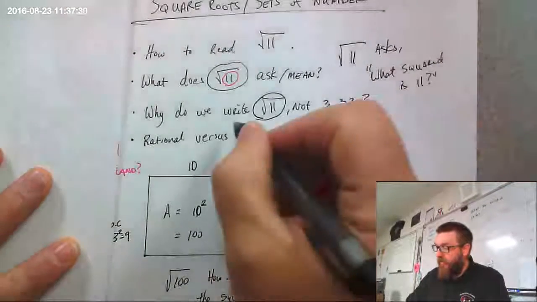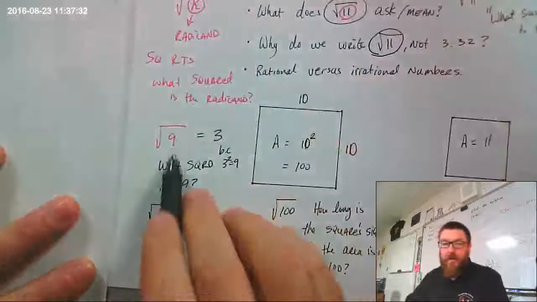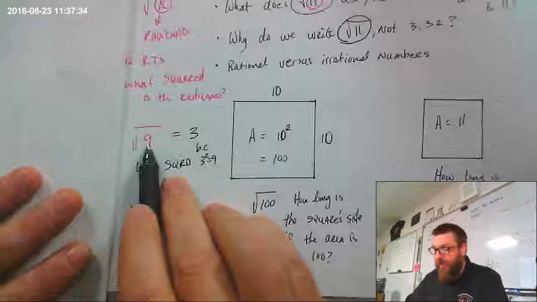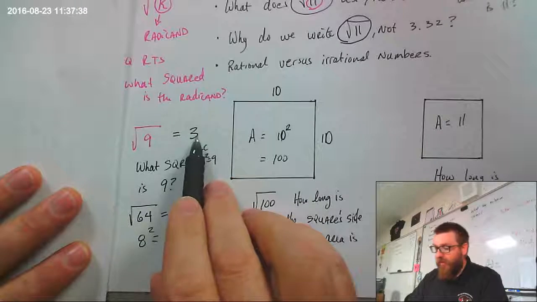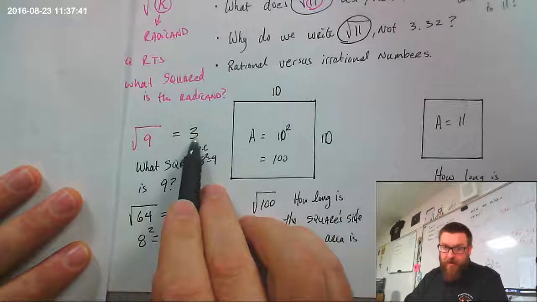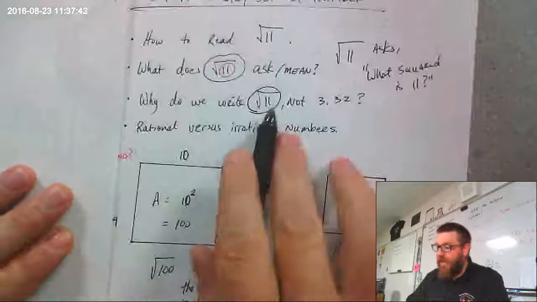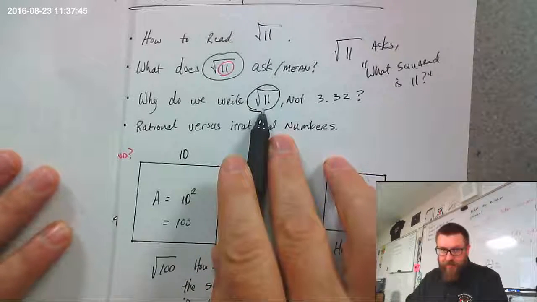Now, earlier we were doing the square root of 9. We wouldn't leave it as the square root of 9, because we know exactly what times itself equals 9. It's 3. So we can go ahead and write the answer to this question. But we really can't answer this question by writing it out, so we just leave it like that.